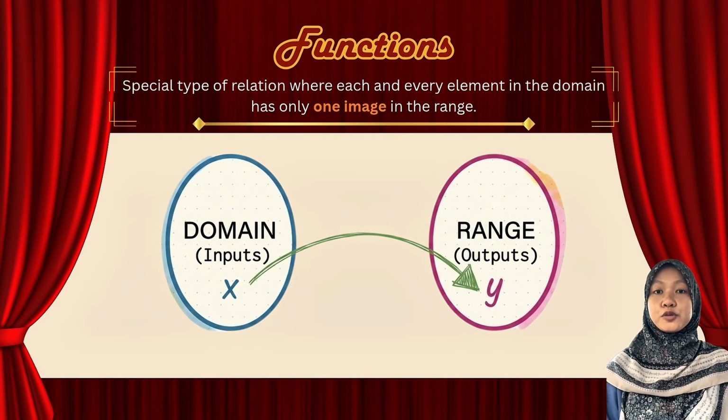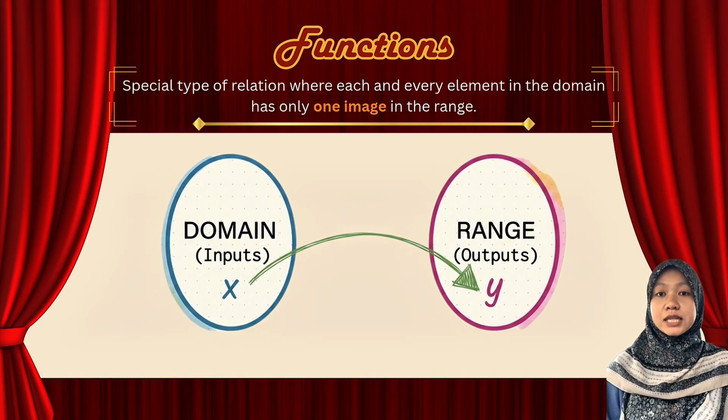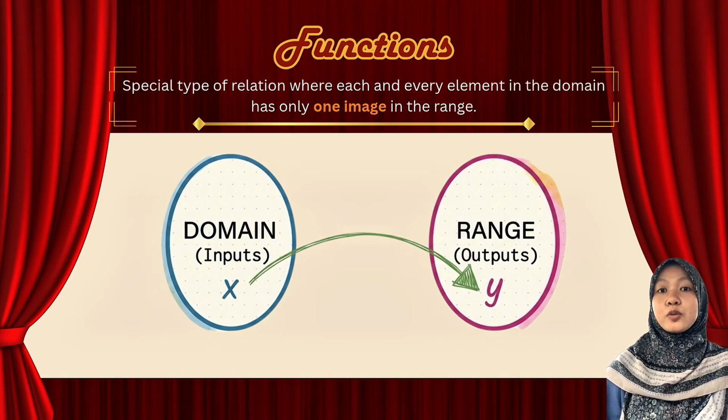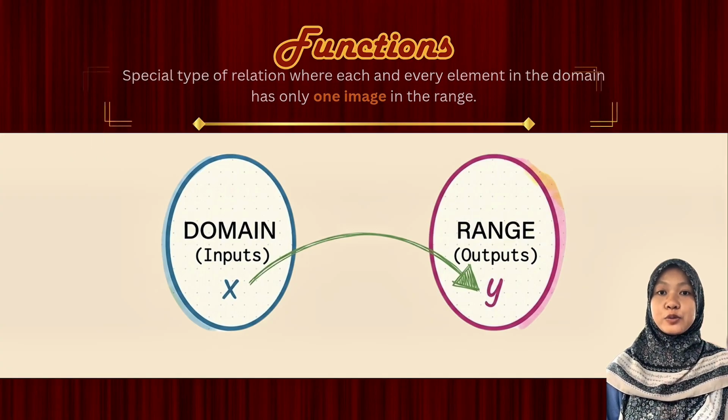First and foremost, what is the function? Function is a special type of relation where every element in the domain is paired exactly with one element in the range. In simple words, every input or x value has only one output or y value.